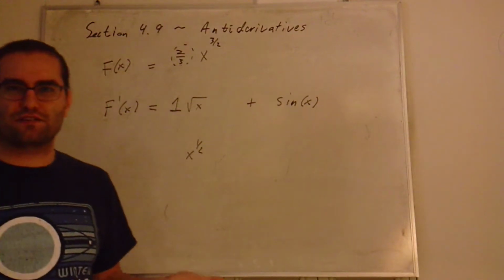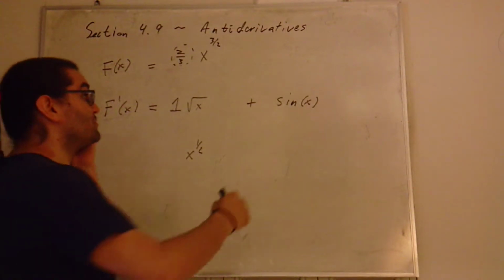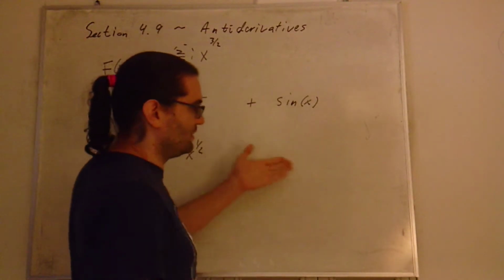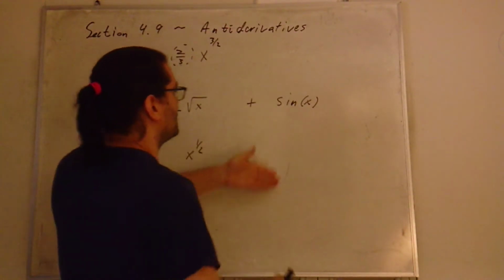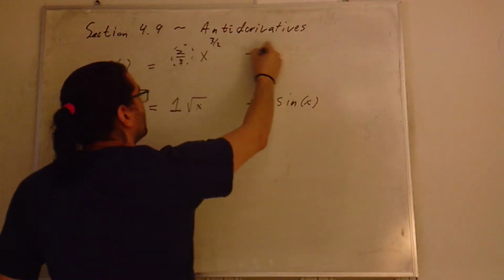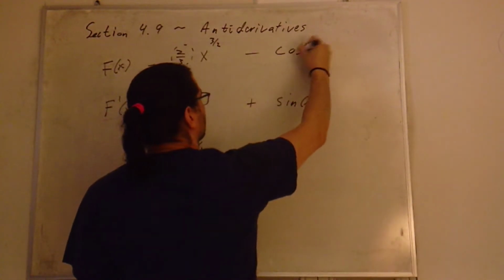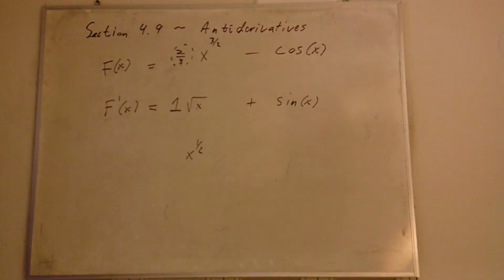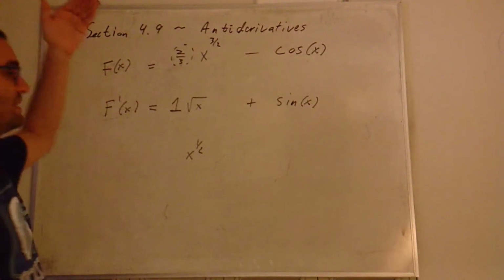If we were doing a derivative of sine, the derivative of sine would just be cosine. Because we're doing the antiderivative, it's going to be negative cosine. And that's it. That's the antiderivative.